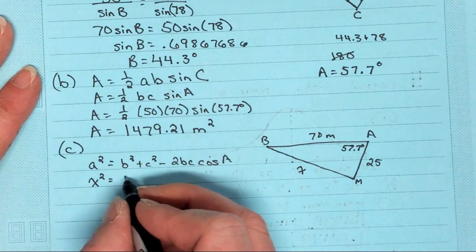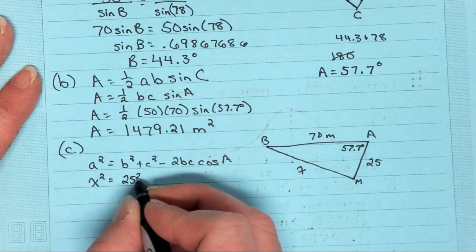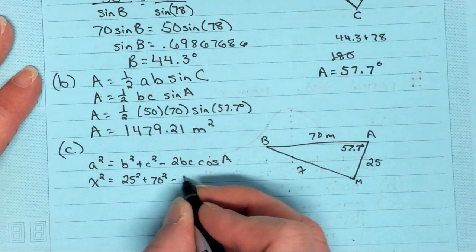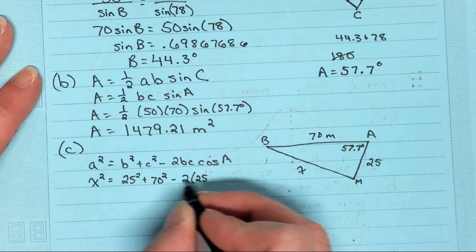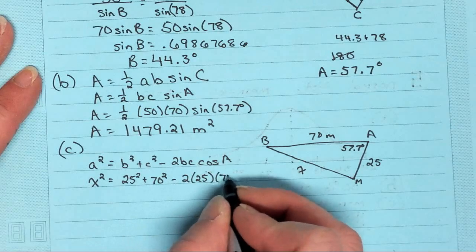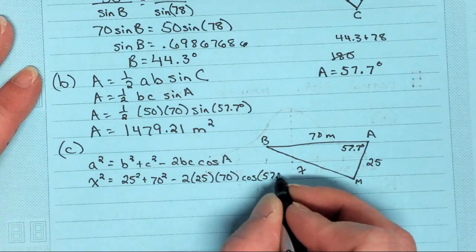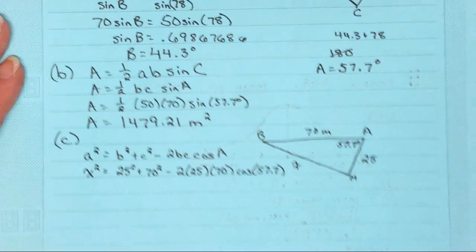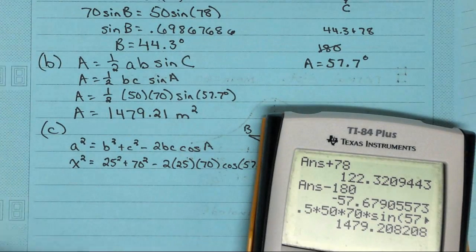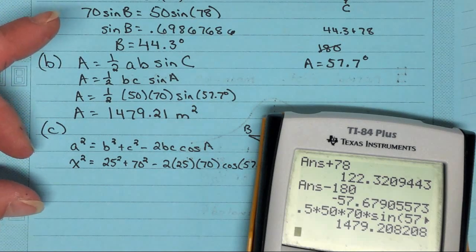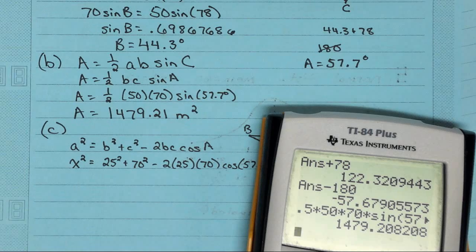Little b in this instance is going to be 25. We'll just call 70 the little c. 2 times 25 times 70 cosine of 57.7. Could you possibly have gotten the 7 points for the top and then gotten to this one and gone, like, never mind? You could have.